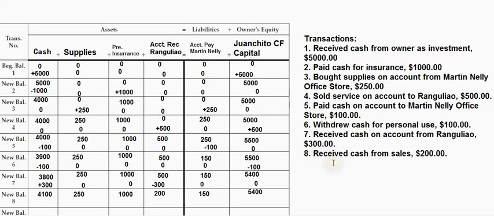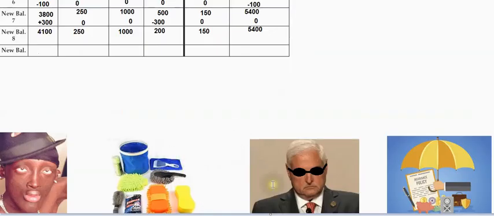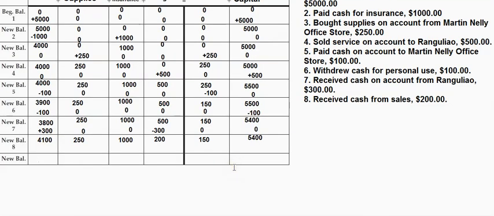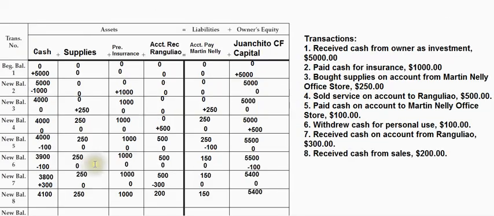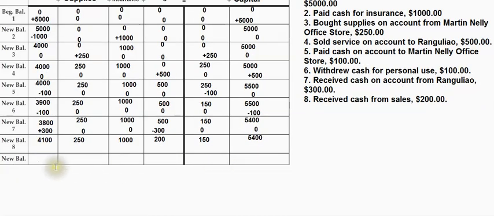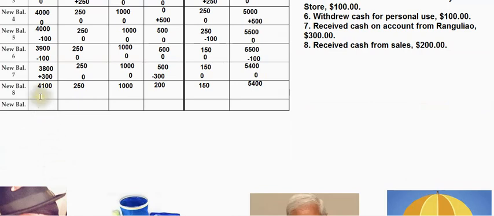Okay, and now the last transaction, then we will be able to calculate the final balance. Last transaction, receive cash from sales. Alright, so you just make some business, you wash people's cars, you do detailing and all kinds of fancy car maintenance, and then you receive 200 bucks. That's pretty good. Okay, you receive cash, your cash increases, right? Plus 200 bucks.